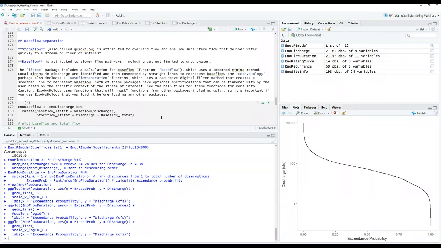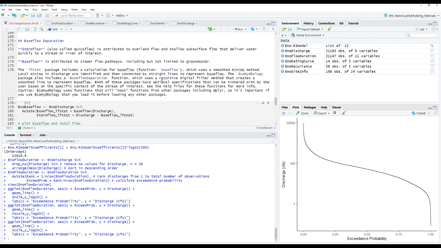The ecohydrology package, which I won't be loading up today, you can also use. This package has what's called a baseflow separation function. So that's the function that you could substitute in if you wanted to use that package instead of lfstat. This uses a bit different of a method. It's called a recursive digital filter method. Basically, instead of connecting those local minima with straight lines, it uses a smoothed line to represent base flow.